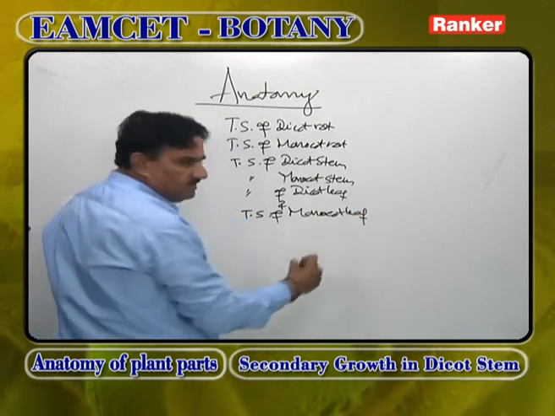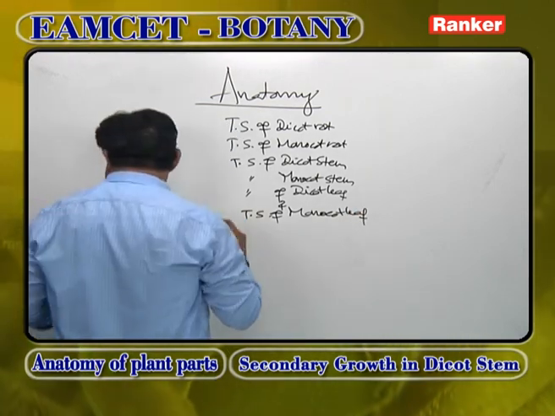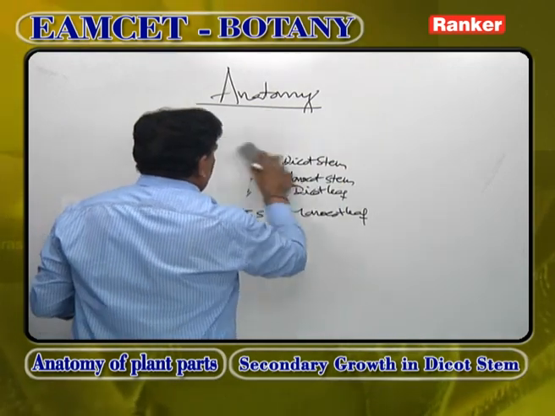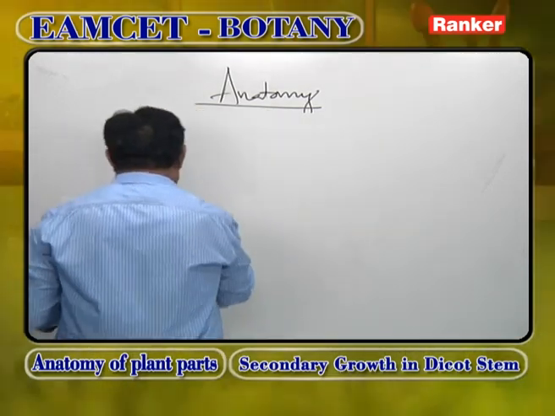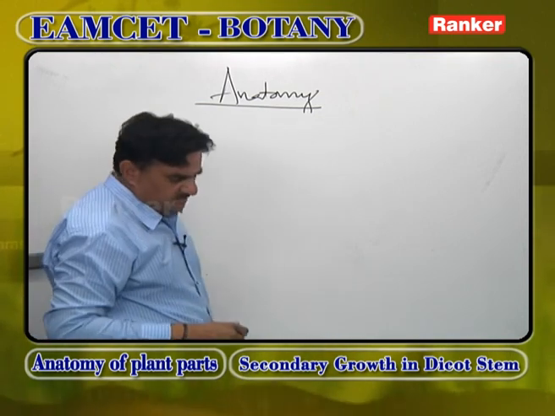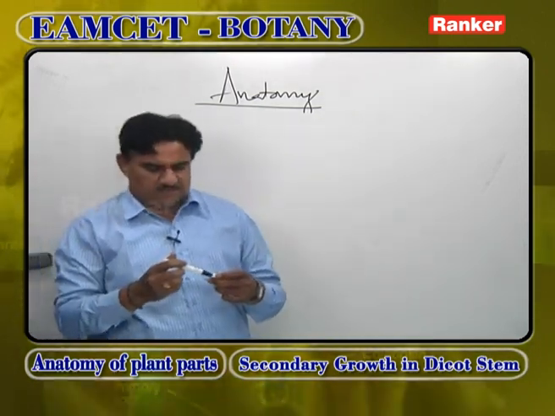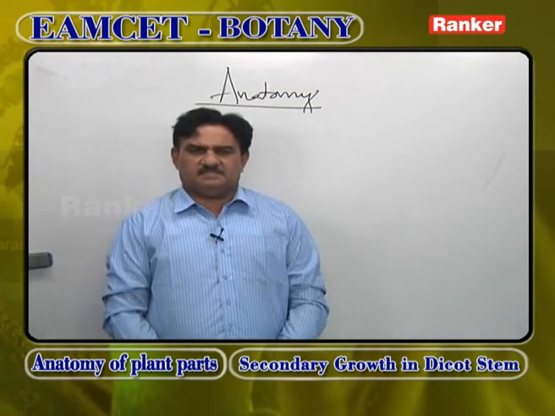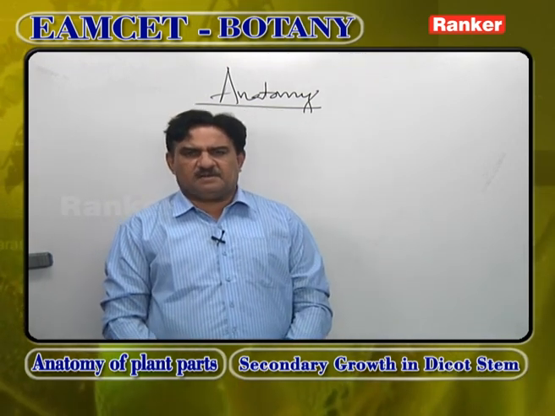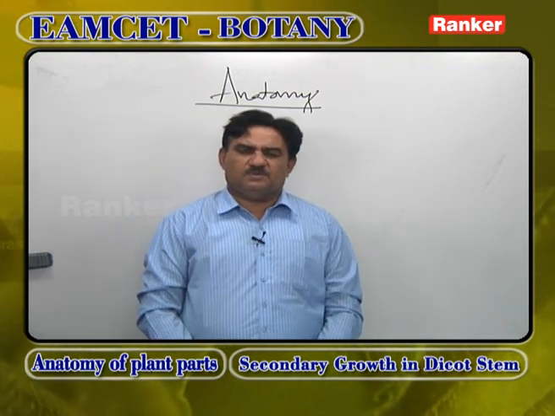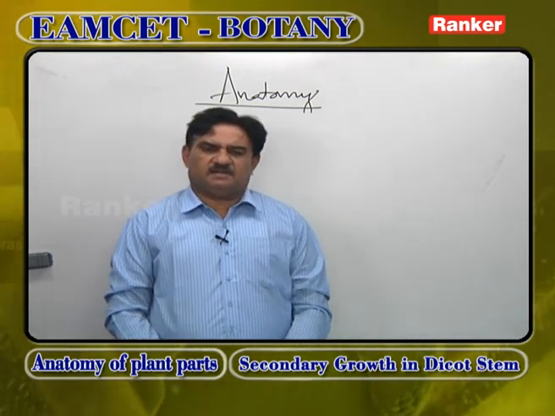Dicot leaf is also called dorsiventral leaf. Monocot leaf is also called isobilateral leaf. So, we discuss anatomy of TS of dicot root, anatomy of TS of monocot root. Even though both are roots, there are some basic differences in dicot root and monocot root. The best difference is in dicot root, pericycle produces lateral roots and cork cambia, whereas in monocot roots, pericycle produces only lateral roots, it does not produce cork cambia.